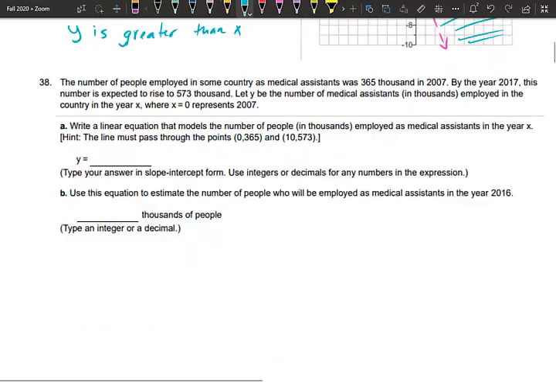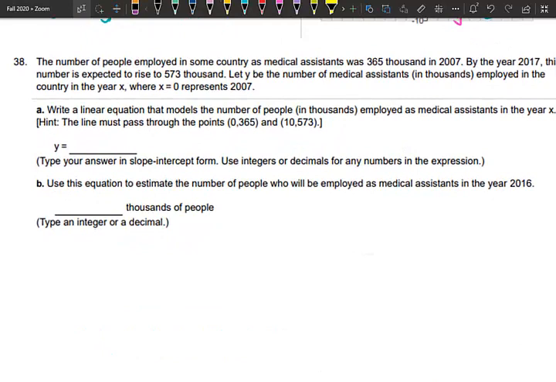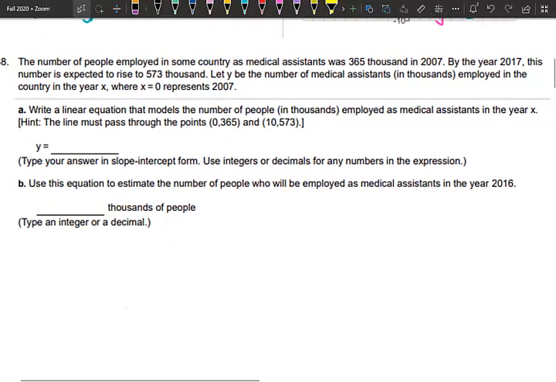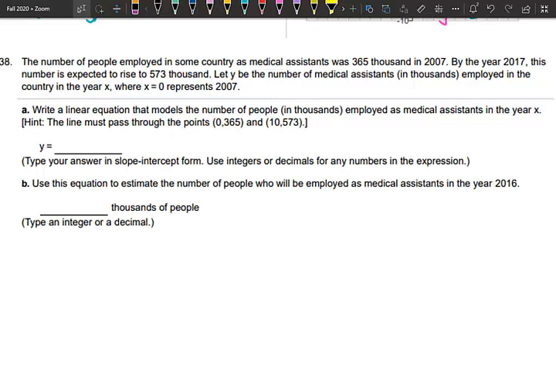The number of people employed in some country as medical assistants was 365,000 in 2007. By the year 2017, this number is expected to rise to 573,000. Let y be the number of medical assistants in thousands employed in a country in the year x, where x = 0 represents 2007. We're going to write a linear equation that models the number of people in thousands employed as medical assistants in the year x. Hint: the line must pass through the points (0, 365) and (10, 573).